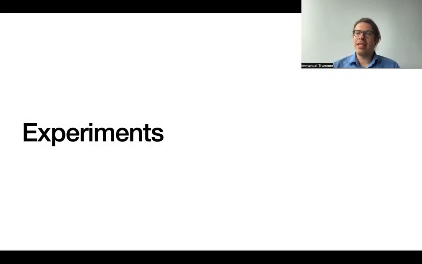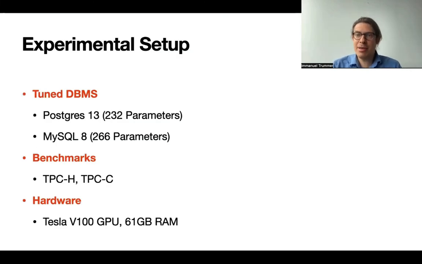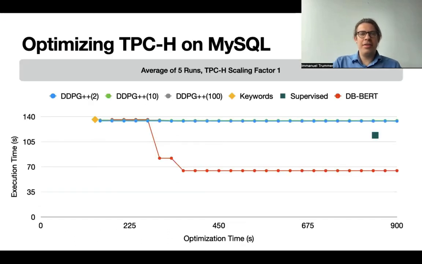In the experiments, I compared DB-BERT to other automated database tuning tools on different benchmarks like TPC-H and TPC-C, and for different database systems like Postgres and MySQL. Here, for instance, we see results for TPC-H on MySQL. On the x-axis, we have the tuning time, and on the y-axis, we have the execution time of TPC-H for the best configuration found so far. And if you compare DB-BERT, which is the red line, for instance, against the DDPG++ baseline, it turns out that DB-BERT finds interesting configurations faster because it exploits information mined from text documents, which DDPG++ does not.